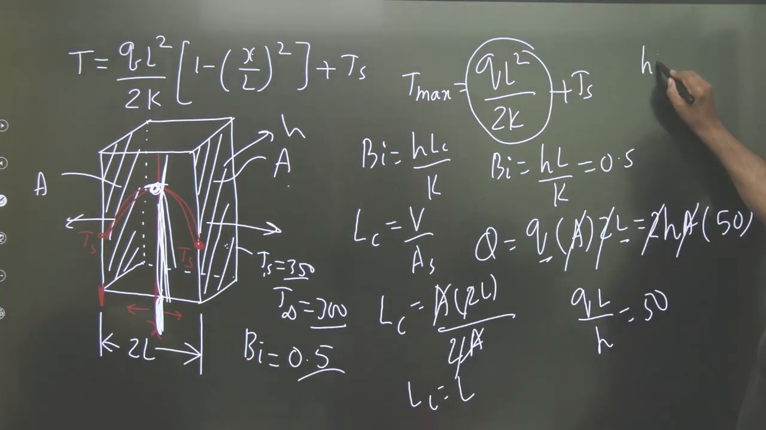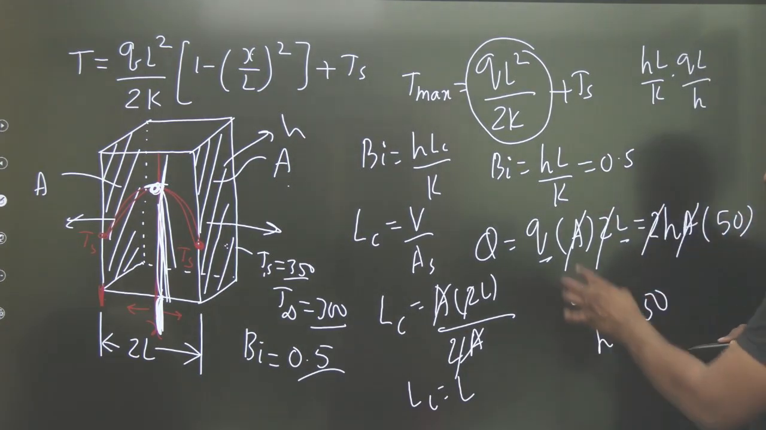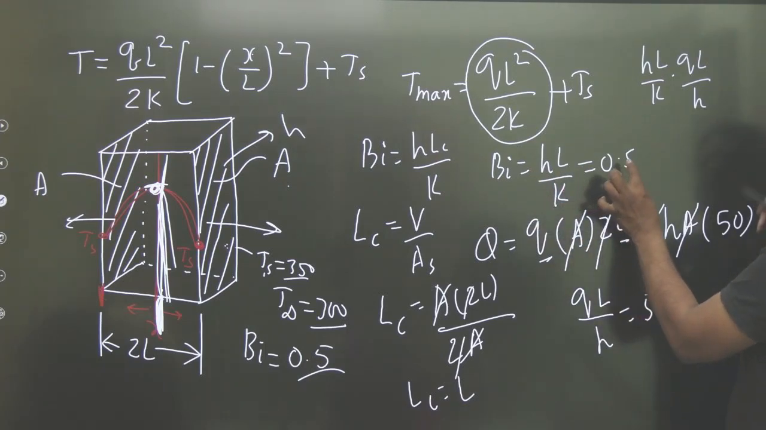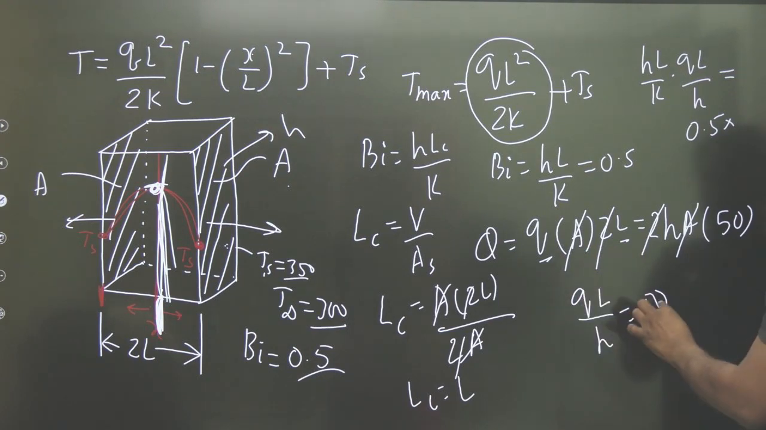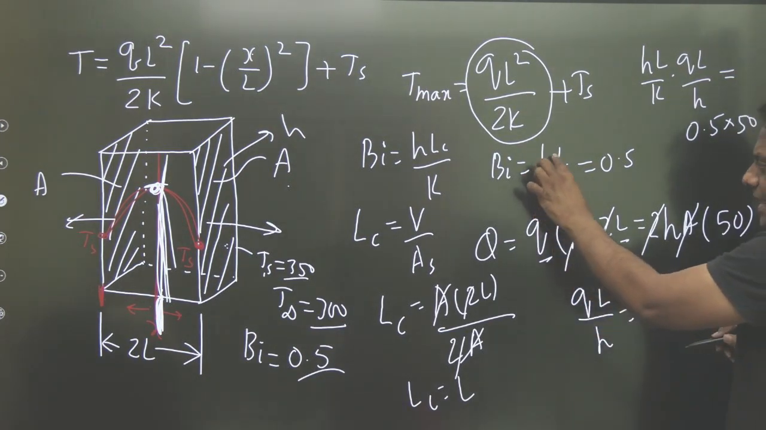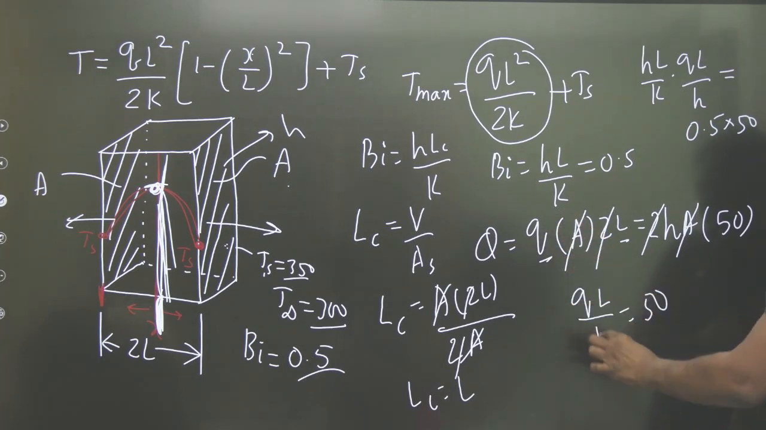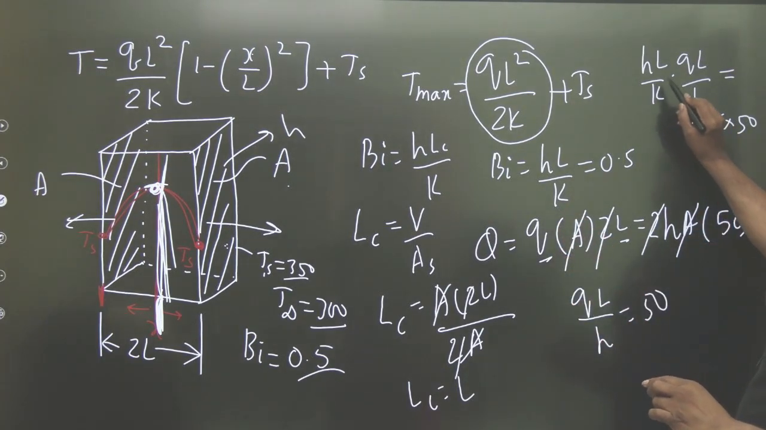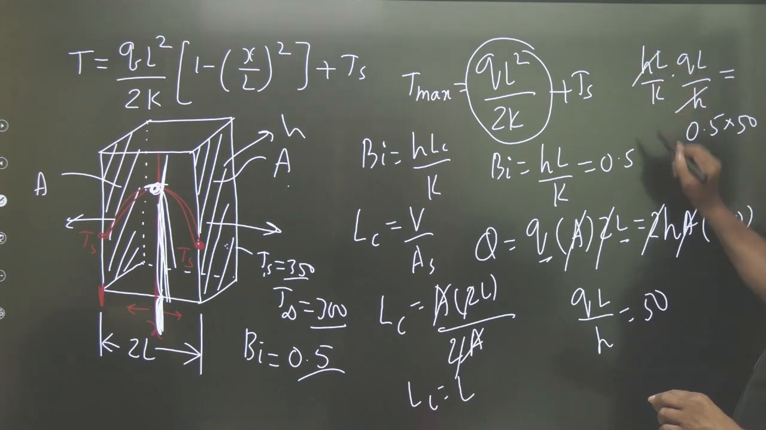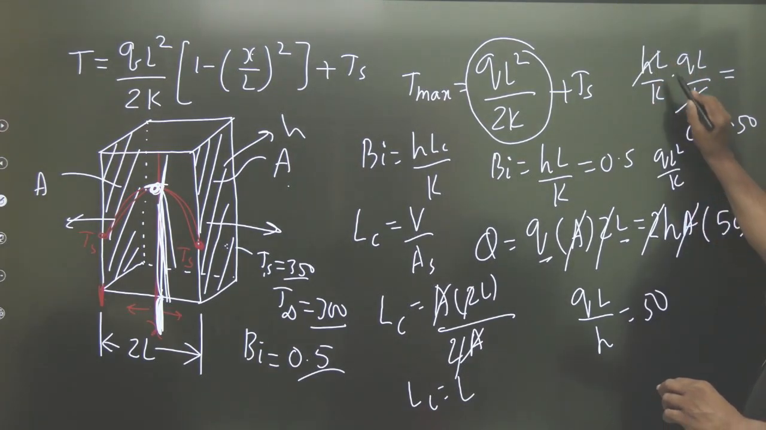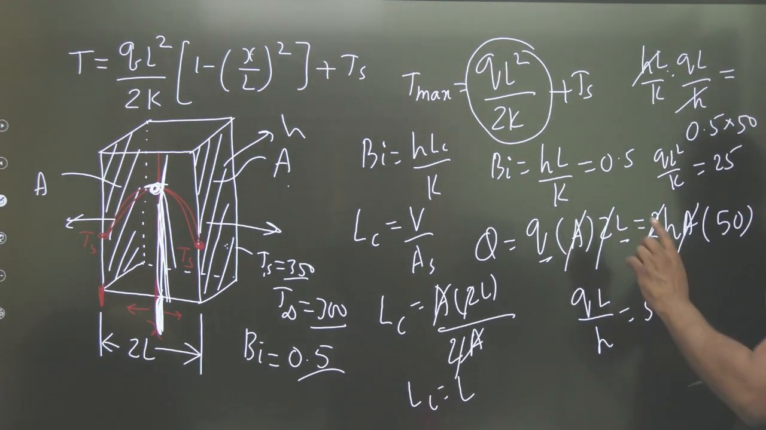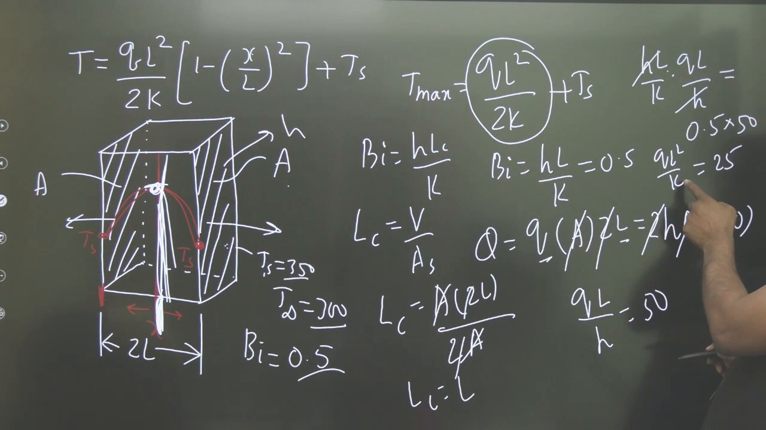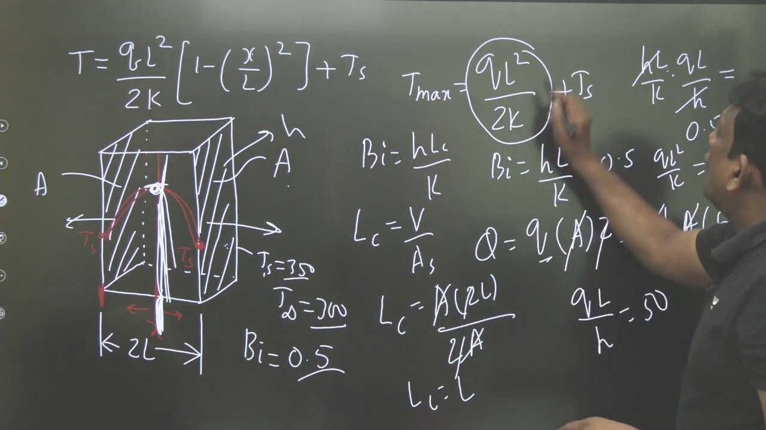Let's see, hL by k into qL by h. I repeat, sirs: hL by k is 0.5 and qL by h is 50. So how much will it come? I think h is gone. So qL square by k. L into L is L square. qL square by k is 0.5 into 50, this is 25. So the value of qL square by k is 25. So there is 2 also, half.